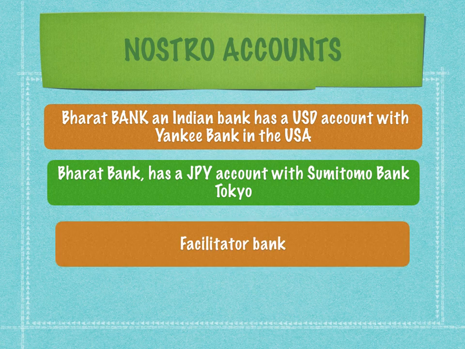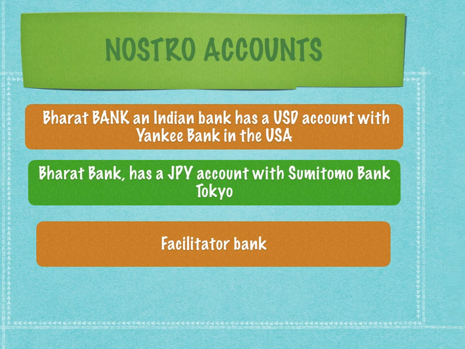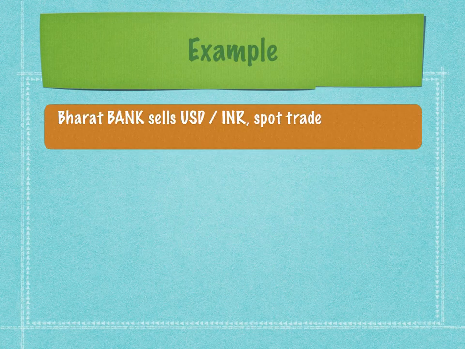Such a bank which holds a foreign currency account on behalf of other banks is called a facilitator bank. So in the first example where Bharat Bank is having an account with Yankee Bank, for Bharat Bank, Yankee Bank is a facilitator bank. Bharat Bank is having a USD Nostro with a facilitator bank. Bharat Bank is having a JPY Nostro with a facilitator bank. So the term given to Sumitomo Bank and Yankee Bank by employees of Bharat Bank will be facilitator bank.